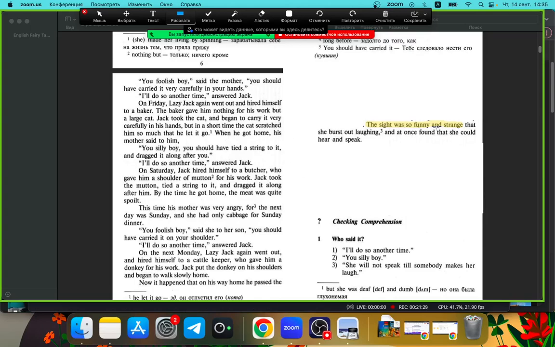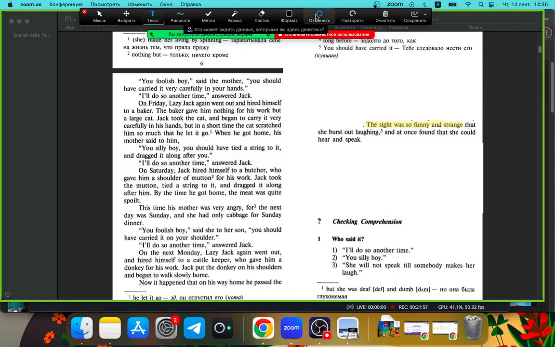The whole sentence: the sight was so funny and strange that she burst out laughing, and at once found that she could hear and speak. What do we have to write down? The sight was so funny and strange. It's about number 1. It's about appearance, okay? Appearance. The sight of the story. It's not about the person, yeah, but how it looks.